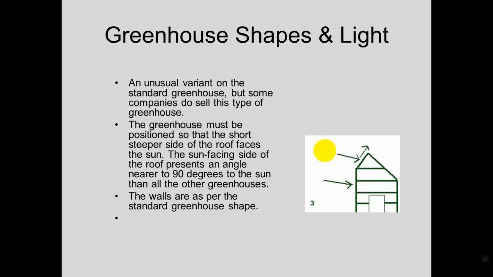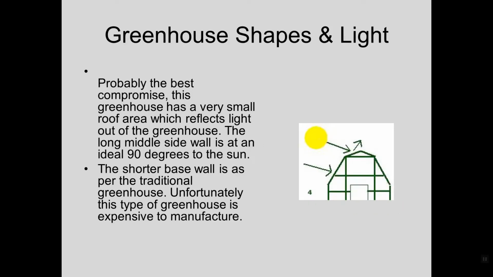This is another one. Here's number three. And this is another one you could do. And this one looks like it might not be bad if you're trying to reduce the amount of light on a south-facing slope. And like I said before, this is kind of a compromise of all of those shapes.